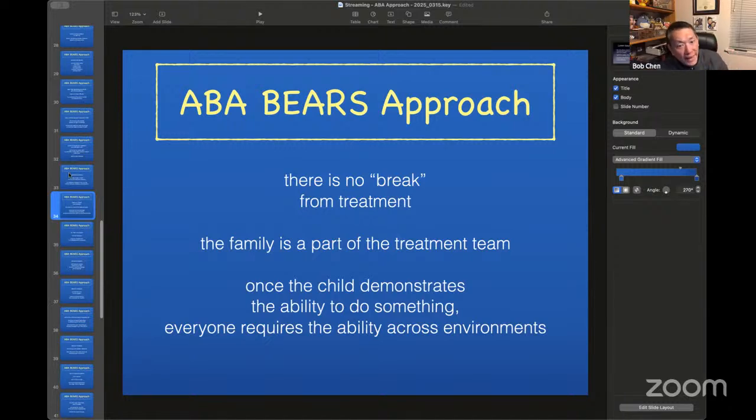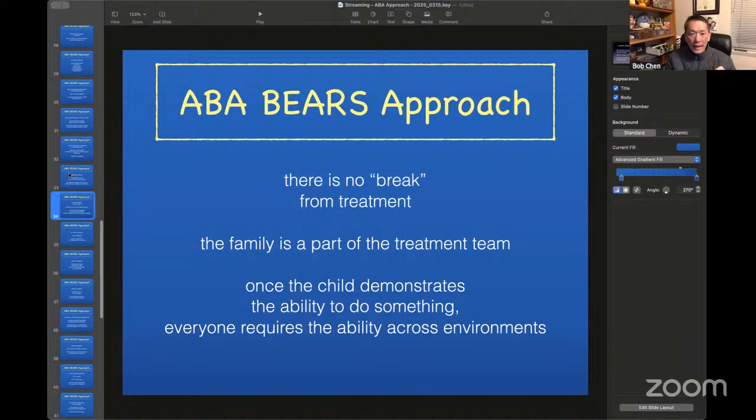For us, the family is a vital, vital part of the treatment team. Okay. What that means is that we don't actually expect parents to be behavior therapists. What we expect parents to do and families to do is when they know their child's capable of doing something, they make them do it. Okay. That when we found an intervention that works at getting rid of problematic behaviors, then we'll train them how to do it, but we'll expect them to do it when we're not there.